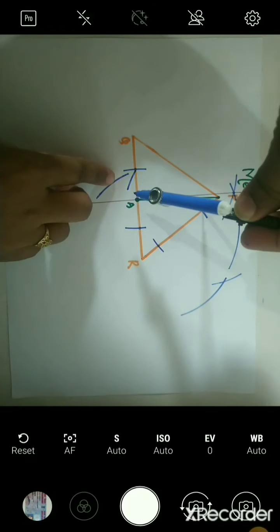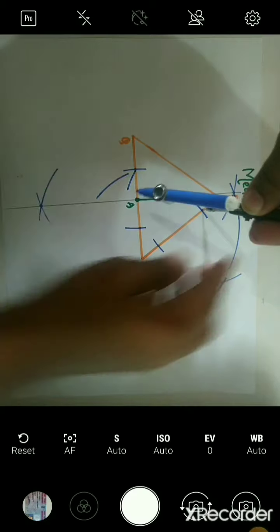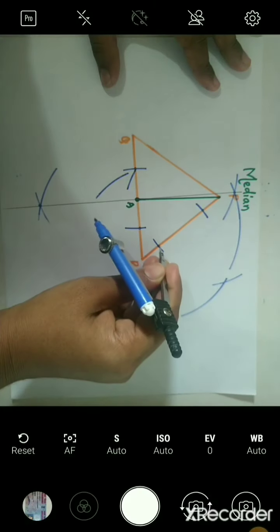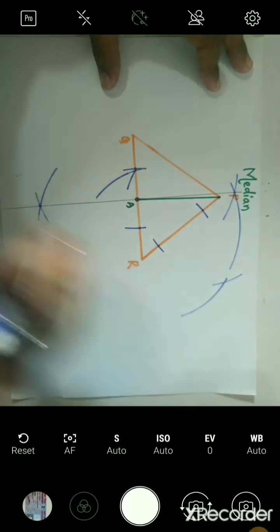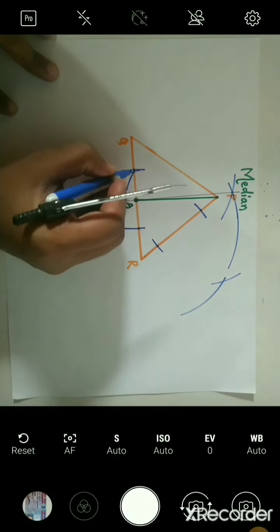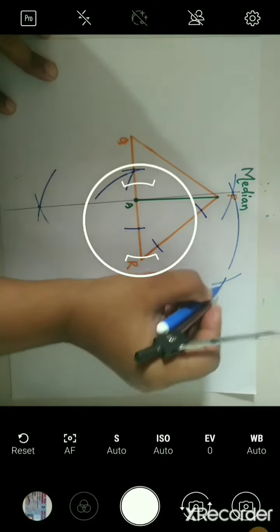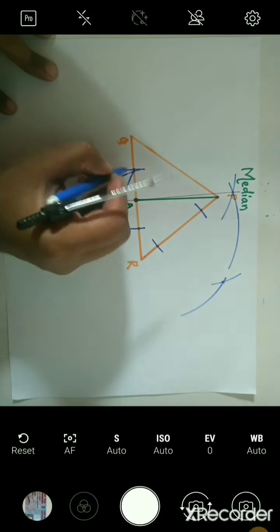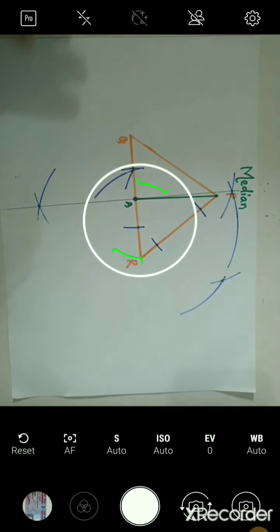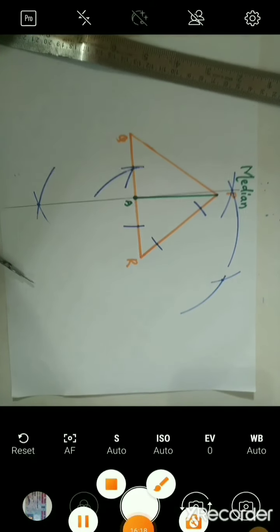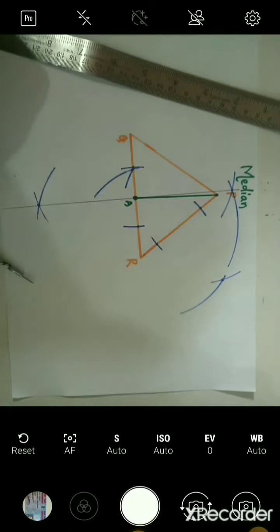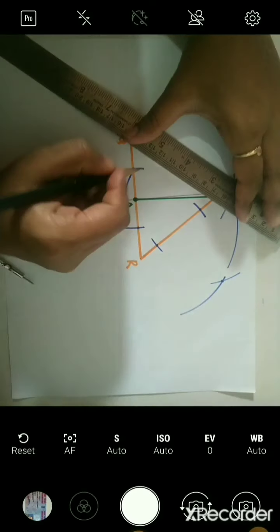As you can see, these arcs are not intersecting, so I'll keep the pointer again at this point and extend this arc. So here you can see this point and this point, these 2 points. Okay, we have to join these 2 points. So I'll join these 2 points.